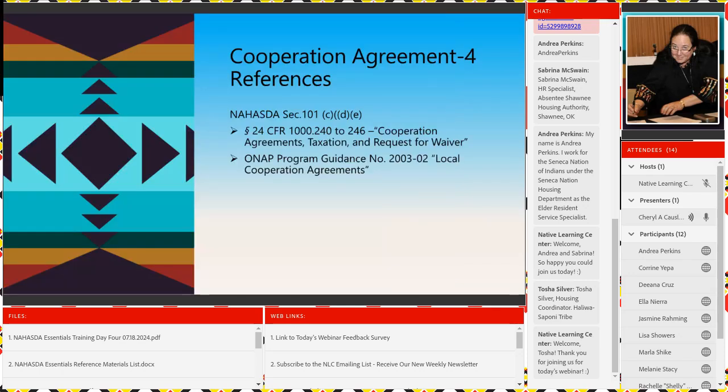Cooperation agreements and those references, you can read about those under Section 101 of NAHASDA, the statute, and within the regulations at 24 CFR 240 through 246 deal with cooperation agreements, taxation, and should you try to submit a request for waiver. There is also ONAP program guidance at 2003-02, local cooperation agreements. So I touched on that, I think, on day 2.